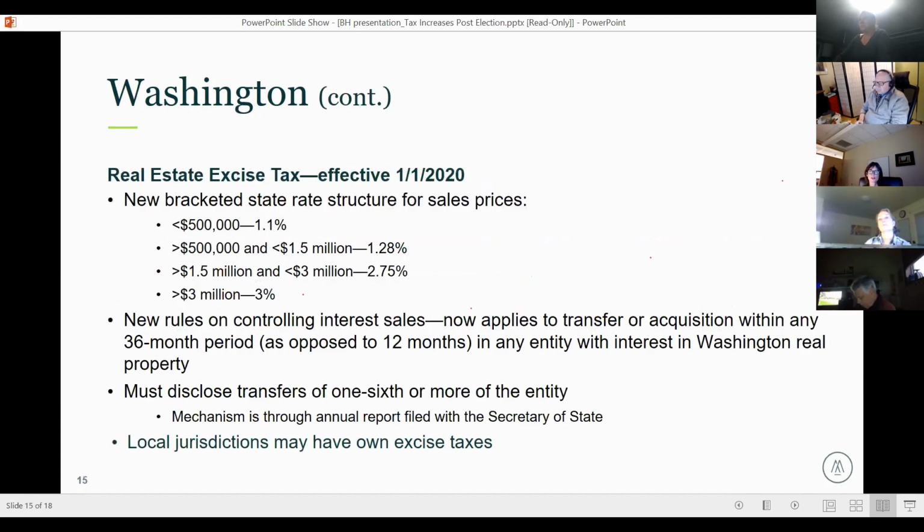Big changes in the real estate excise tax structure for Washington is, as Cliff mentioned earlier, those rates have gone up, and they're pretty high now. When you add the state and the local rates together, they can approach a decently high rate. There are new rules on the controlling interest sales. There's increased disclosure and also a much longer period during which an applicable ownership transfer can apply.